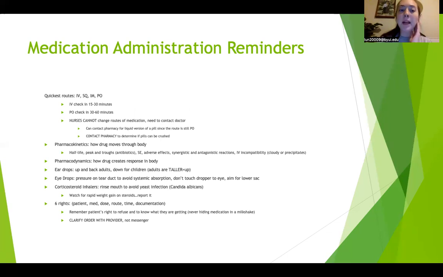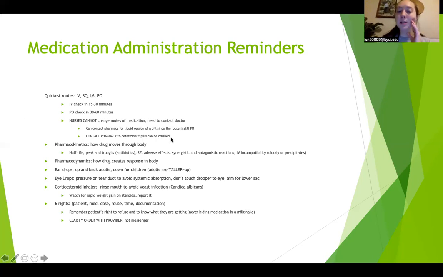Okay. Medication administration reminders: just remember the quickest routes from left to right: IV, subcutaneous, IM, PO. For IV, recheck pain in about 15 to 30 minutes, PO about an hour. Remember, nurses can't change the routes of medications, so contact the doctor. However, if they can't swallow pills and you want to give them a liquid form, it's still PO, so you can call the pharmacy and ask that without having to change the order with the doctor.